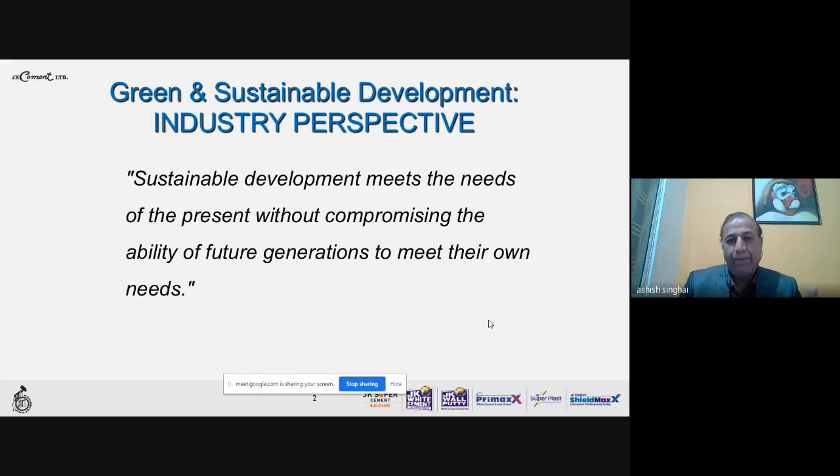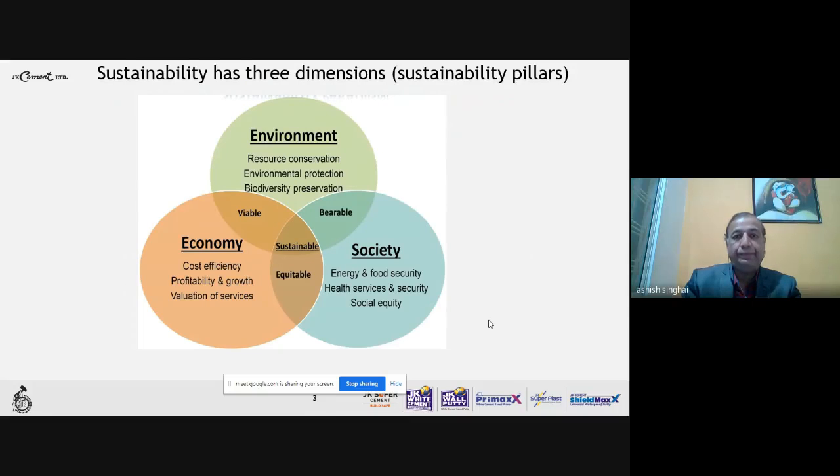Whatever development is happening today, it has to be with such an angle that our sustainability is ensured and all those reserves are sustained for many decades, many centuries. So this is the whole perspective of sustainable development. Sustainable development is holding its base on three pillars.